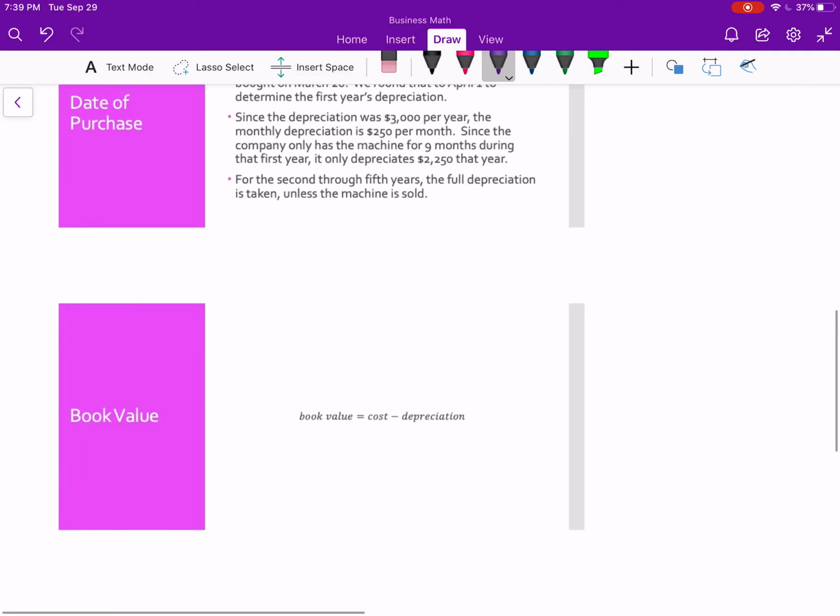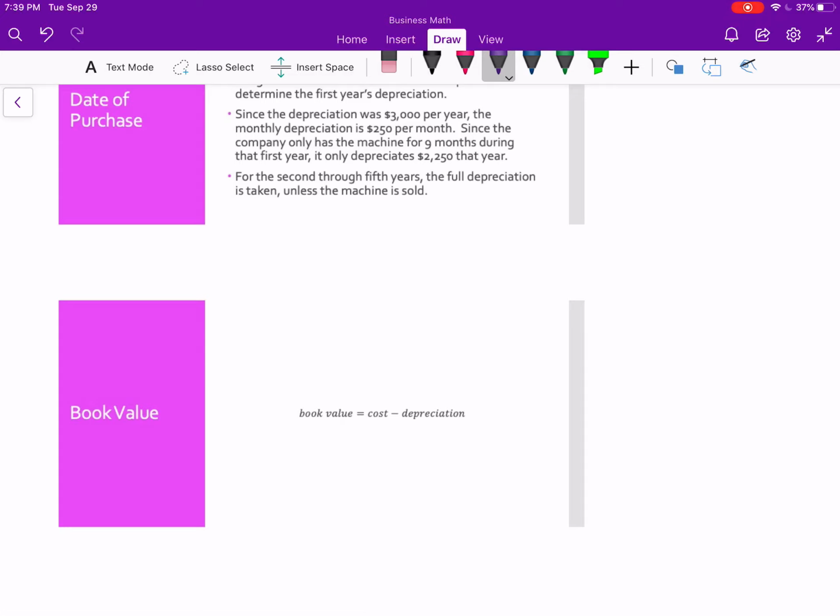And the last thing is a bit of vocabulary. So the book value of a machine or a building or anything that's depreciating is the original cost minus the depreciation. So for example, let's use the example. So we had the cost of $17,000. We said it depreciates $3,000 a year. Let's just say that they bought it on January 1st to make things easy. After 3 years, it's depreciated $9,000. So after 3 years, its book value is $8,000.